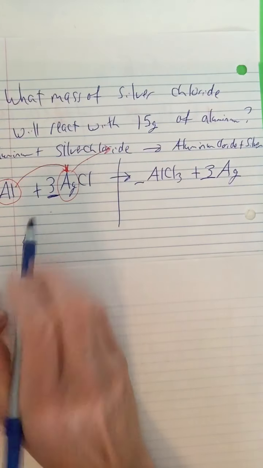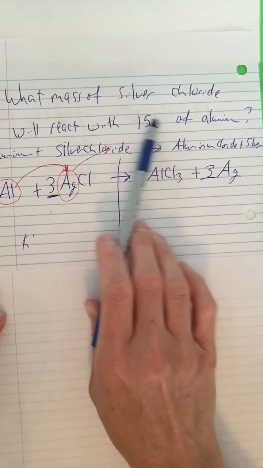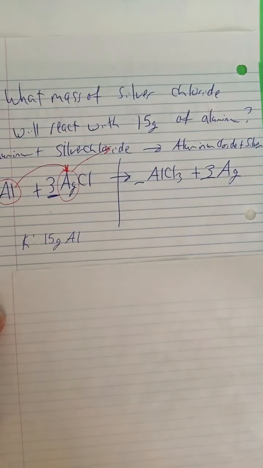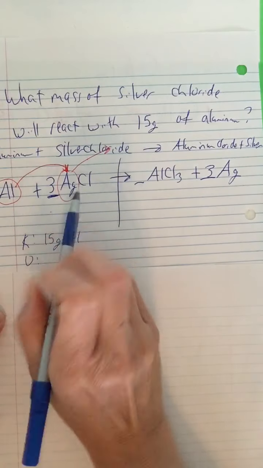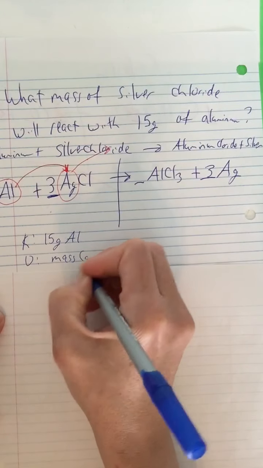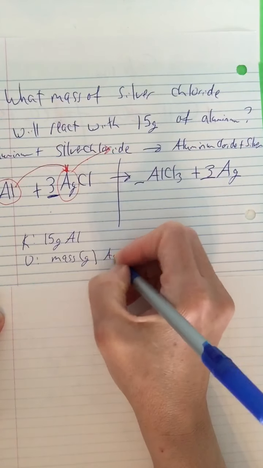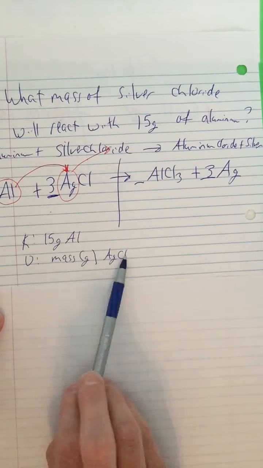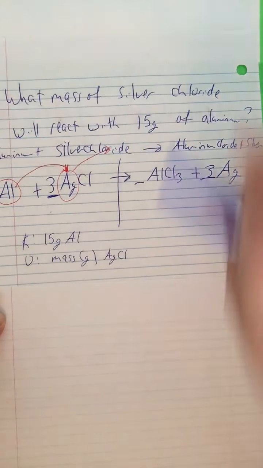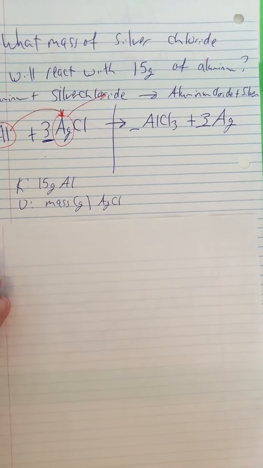Our known is what mass of silver chloride will react with 15 grams of aluminum? They gave me that: 15 grams of aluminum. That's my known. What's my unknown? What mass of silver chloride? It's asking for mass, always in grams, of silver chloride, AgCl. You can write silver chloride if you want. Doesn't matter. So this is my known and this is my unknown. All right, what am I going to do with that? Let's slide this up a smidge so I've got a bit more space working here.